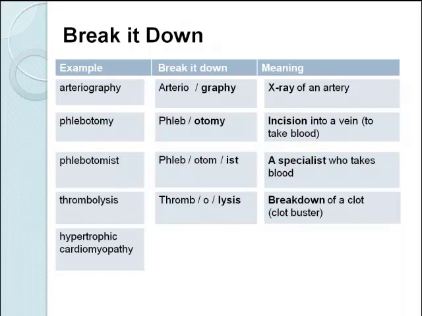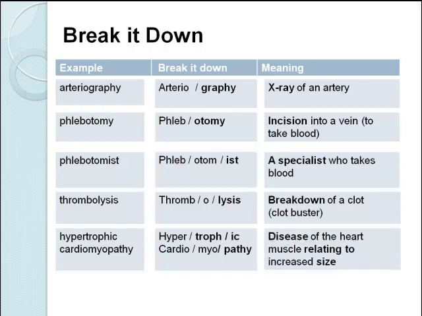Hypertrophic cardiomyopathy. Yes, we can break this down. Let's have a look at it. Hypertrophic. The ick there is the relating to part. Troph we know is the nourishment or growth, or we're going to think about size. Hyper, increased. Cardiomyopathy, well, pathy is disease, my is muscle, cardi is heart. So if we put that all together, it is disease of the heart muscle relating to increased size. So for example, left ventricular hypertrophy would be a type of hypertrophic cardiomyopathy.